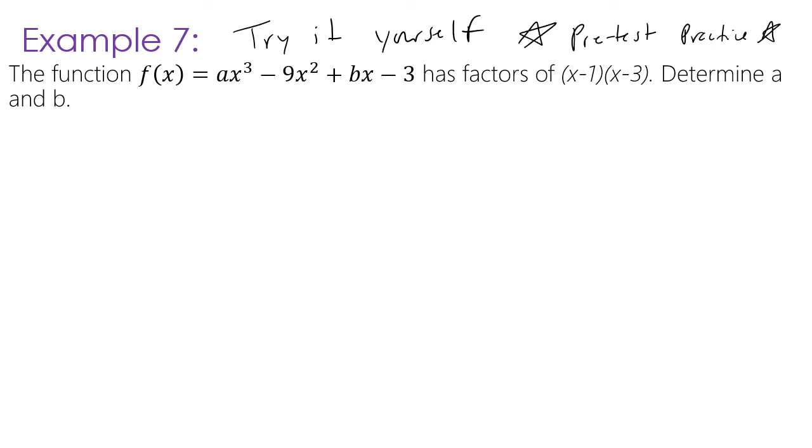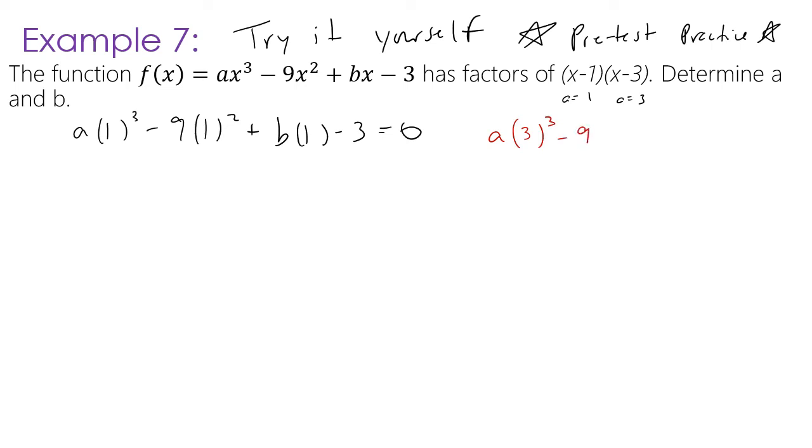So the a value here is 1 and the a value here is 3. So when you put 1 in, set it equal to 0. Then do the exact same thing but with 3. So that's as far as I'm going to get you started with.